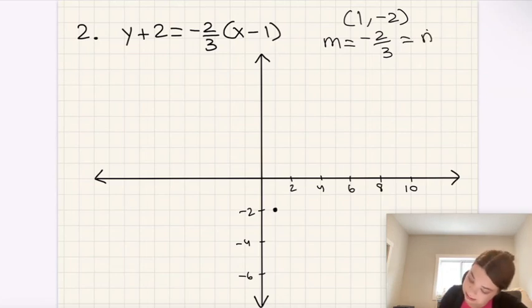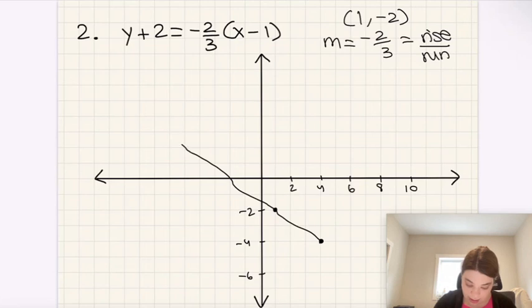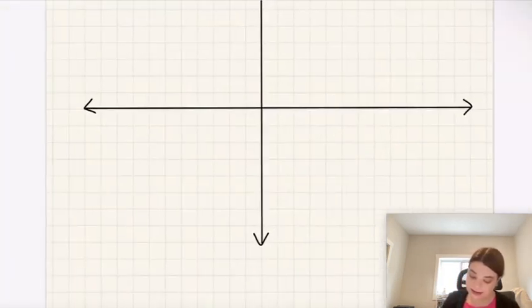So that means that the rise is -2, so we should go down 2. And then the run is 3, so we should go to the right by 3. And that's how we should find our second point. And again, now that we have 2 points, we need to just draw a line between them. And we are good to go. Okay, let's do 2 more examples.